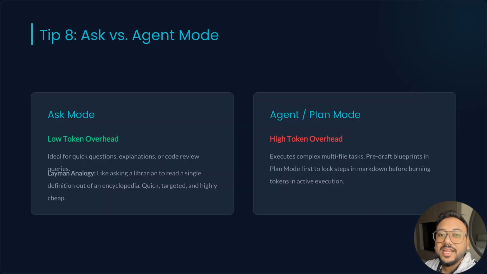Now listen to me very closely on tip 8, because this is where teams are burning absolute piles of cash without realizing it. We need to talk about ask mode versus agent mode. Agent mode is incredibly powerful. It acts like an autonomous junior engineer that can write plans and modify multiple files. But that autonomy has a massive, terrifying token overhead.